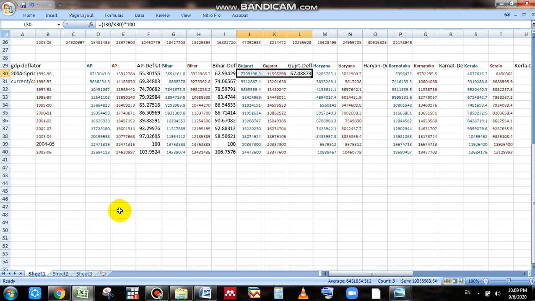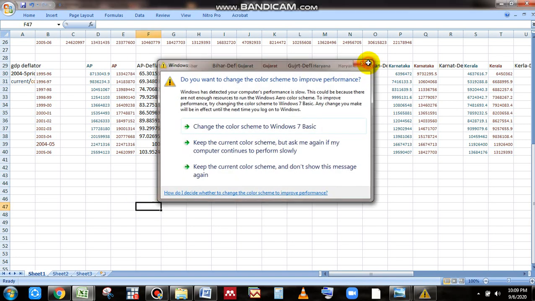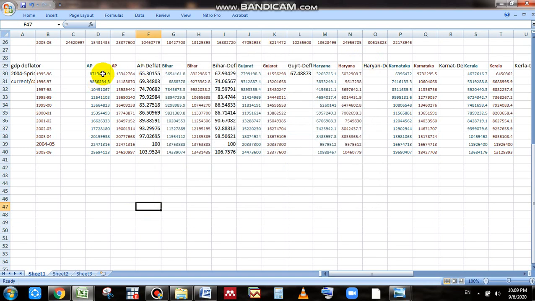Now if you have expenditure data and you want to deflate the value, you need the GDP deflator. You need expenditure data at the current prices and the deflator values, and then you divide them, and you will get the real expenditure.